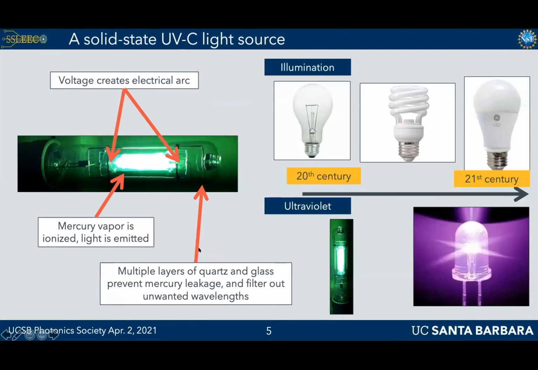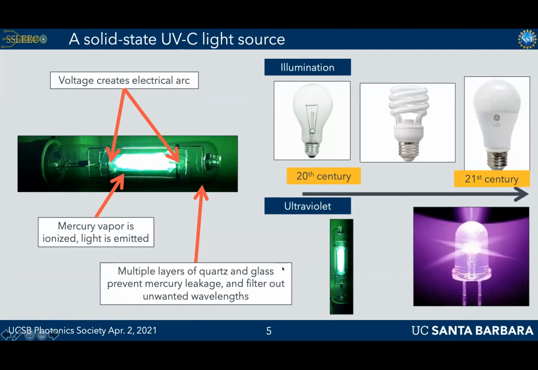So the state-of-the-art UVC light source, like I mentioned, is a mercury vapor lamp. It looks something like this. The color of the lamp mostly just depends on what sort of coating you put on it. So if you put a white phosphor on a mercury lamp, you just get your standard fluorescent lamp like everybody has in their house.